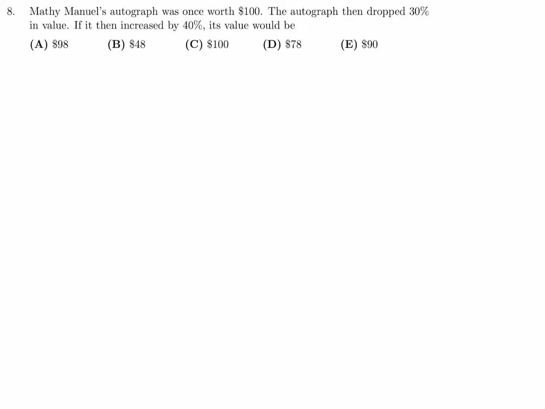Matthew Manuel's autograph was once worth $100. The autograph then dropped 30% in value. If it then increased 40%, its value would be $100 initially, and then it drops 30%, so it's now $70. And now it's going back up 40%, so 1.4 times 70 is now its new value. And 1.4 times 70 is equal to 98. So that is the value that we are currently at. And therefore, number 8, the answer is A.